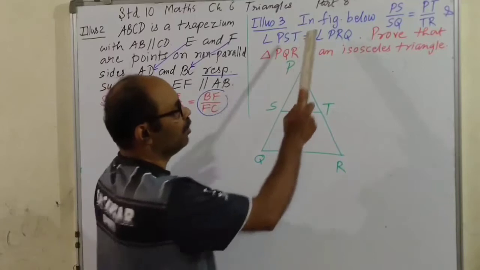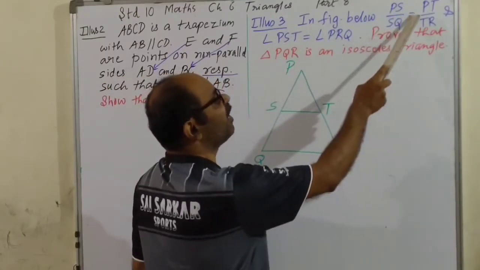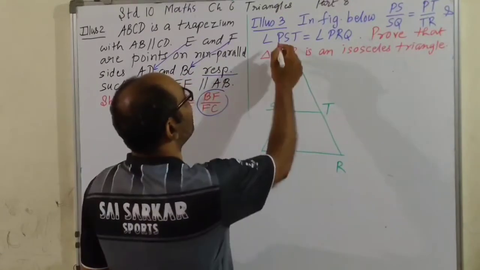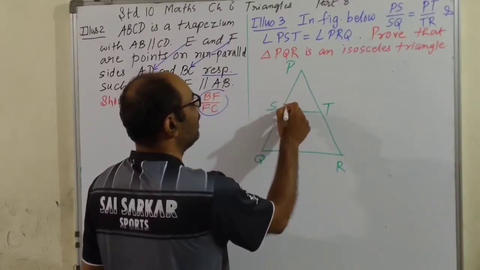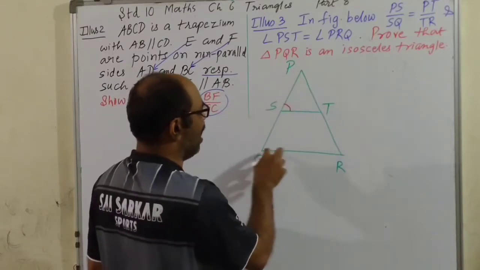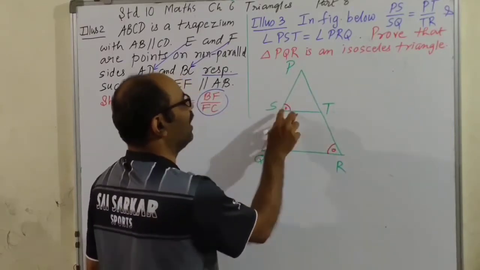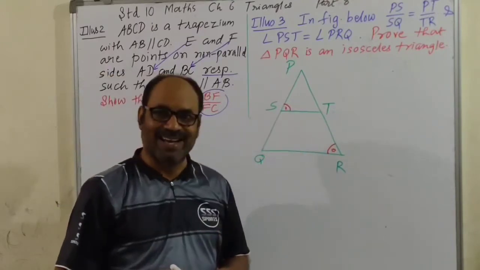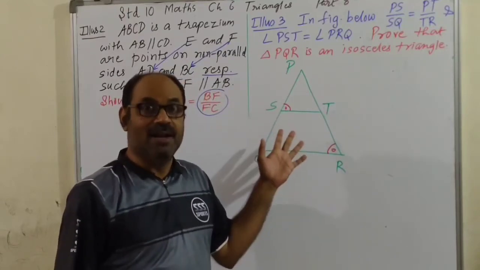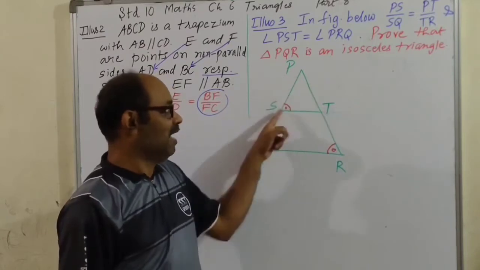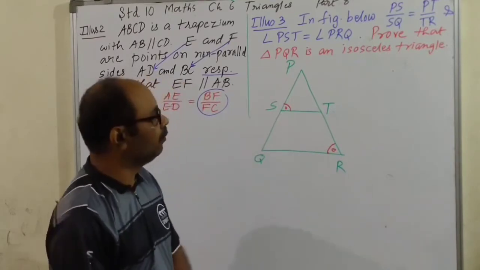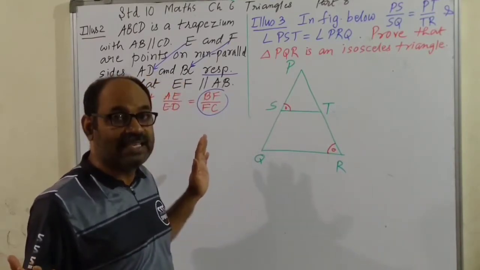We'll see. So in the figure below, these two ratios are equal and angle PST is equal to angle PRQ. Where is angle PST? This one. Where is angle PRQ? Well, this symbol shows angle S is equal to angle R. Angle PST is equal to angle PRQ. You can say angle TRQ as well. Anyway, that's all that is given.